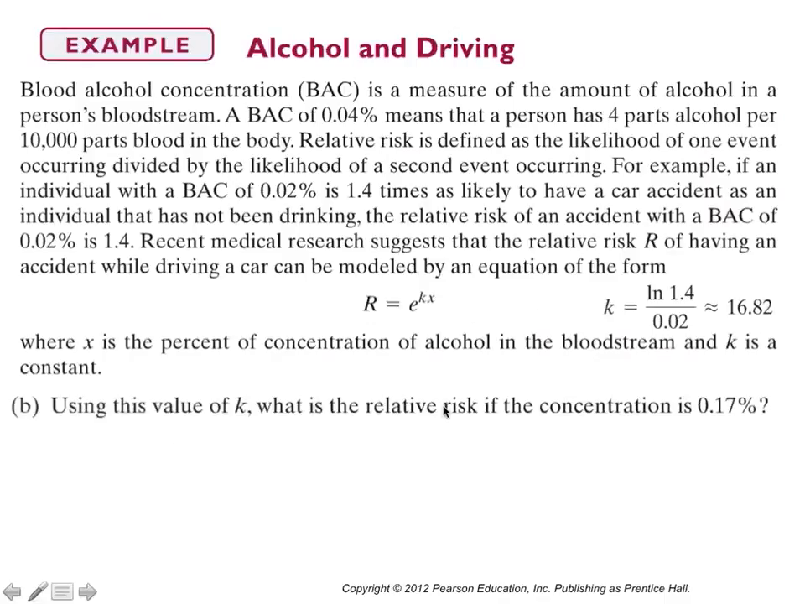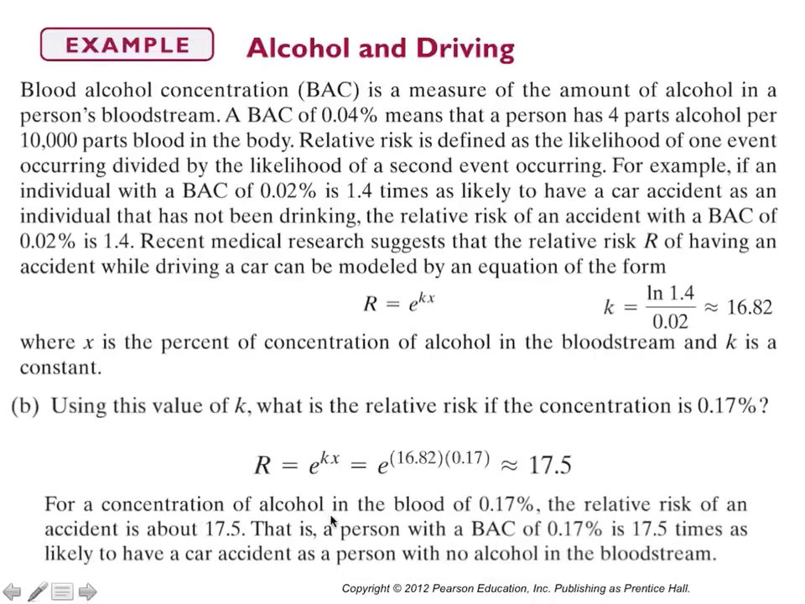Now, using this value of k, we want to know what is the relative risk if the concentration is 0.17%. So what we do is we are solving for R, and we plug everything in. So we have R equals e to the k, which was 16.82, times 0.17, because that is our percentage of alcohol concentration, and we get 17.5. So that means that with a concentration of alcohol in the blood of 0.17%, the relative risk is going to be 17.5. So a person with a BAC of 0.17% is going to be 17.5 times as likely to have a car accident as a person with no alcohol in their bloodstream at all.